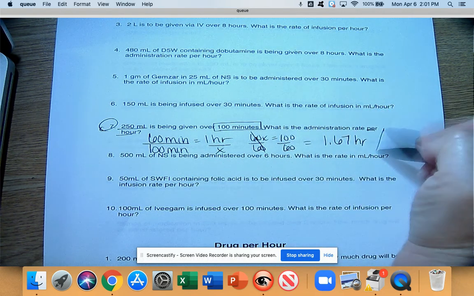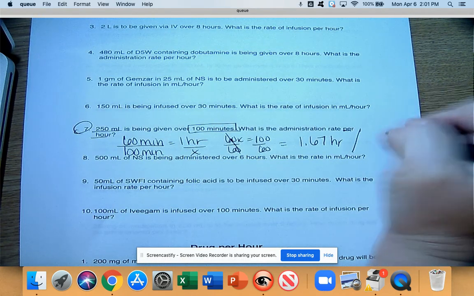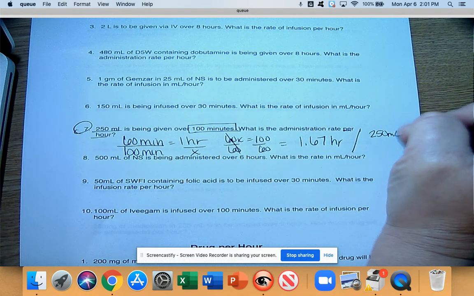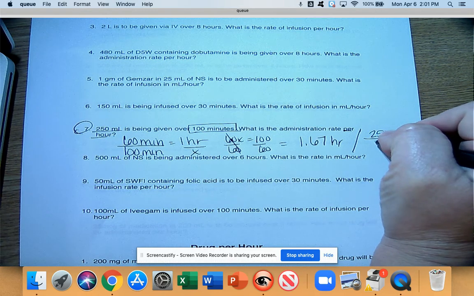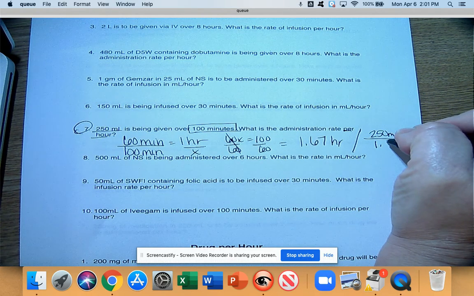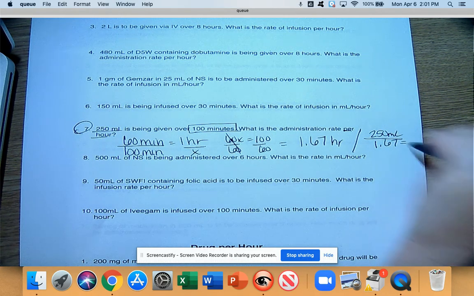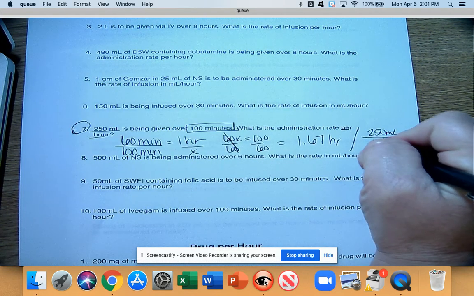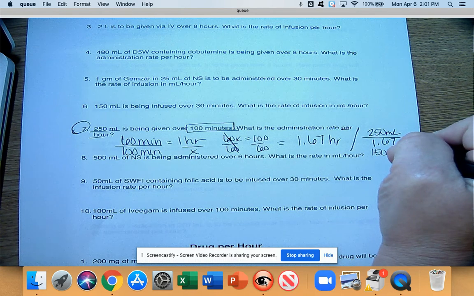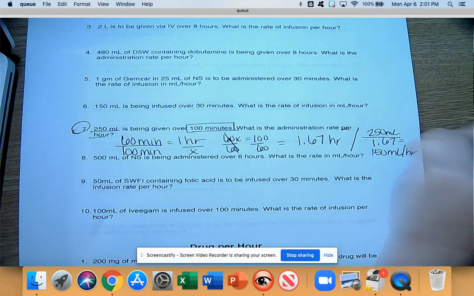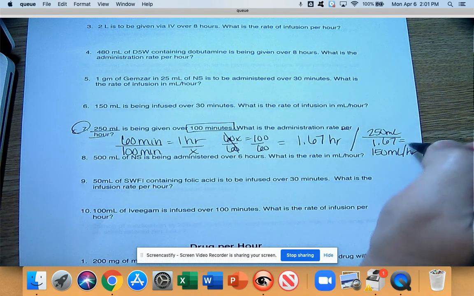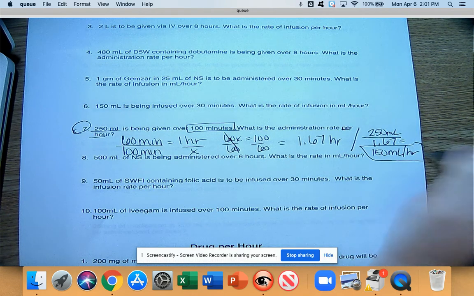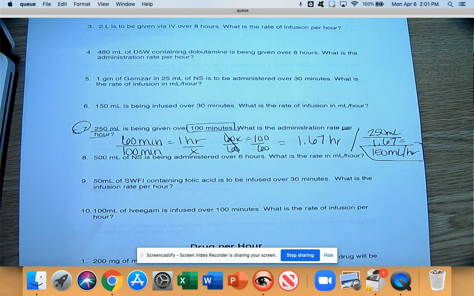And so then I'm ready to set up my formula. That would be 250 mils divided by 1.67. And when you divide that out, I believe you get 150 mils per hour. So that's number 7, and your answer is 150 mils. So just kind of 2 steps there to that problem.